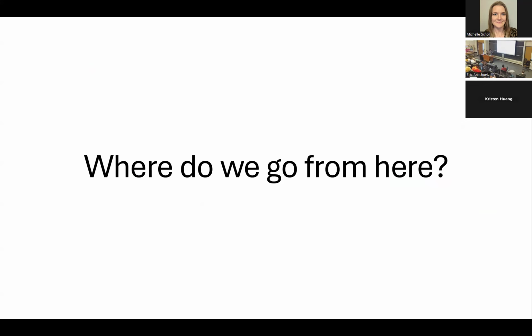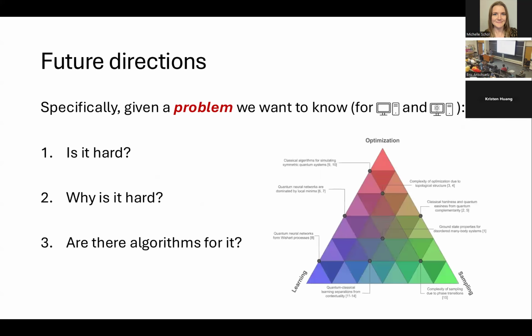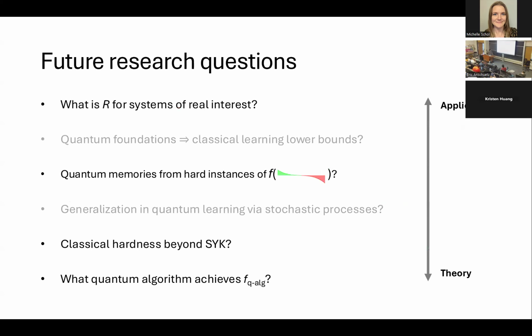So, that leads me into where I want to go from here in my research. Generally, I'm very interested in this high-level picture of looking at problems, trying to understand their complexity, not only for quantum algorithms, but also for more traditional algorithms, and then coming up with algorithms, quantum or classical, in the case that these problems are easy. And so that leads to a spectrum of future questions I'm interested in answering.